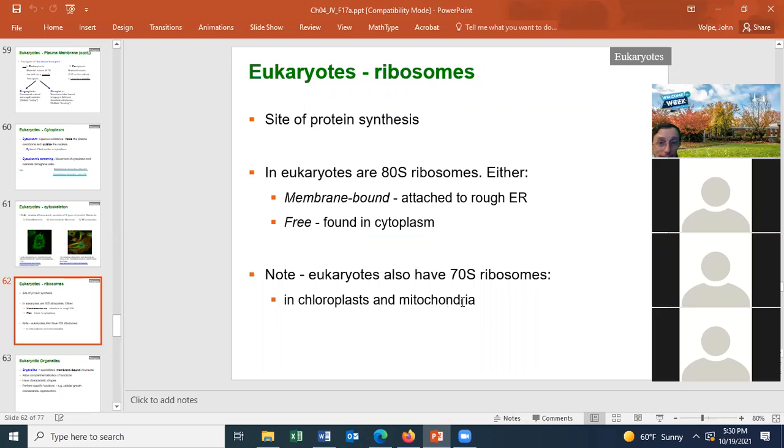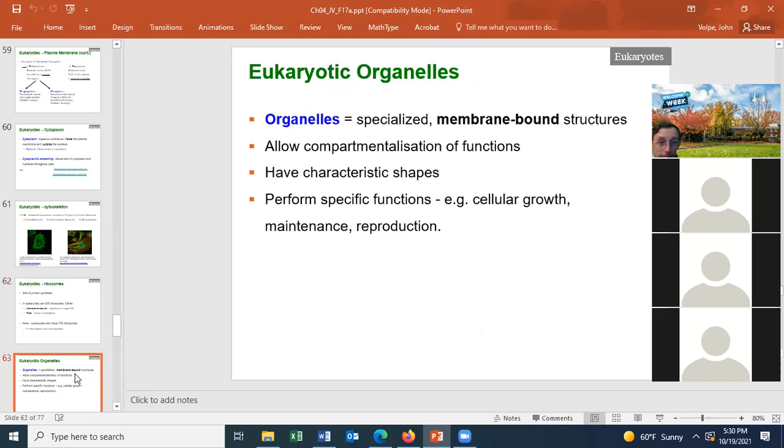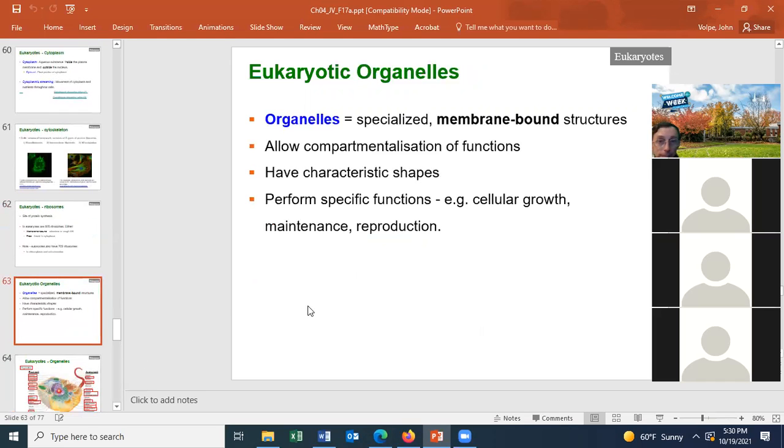Eukaryotes also have 70S ribosomes, but these 70S ribosomes are only found in the chloroplast and the mitochondria. And we'll talk a little bit more about that later. When I say the word organelle, I mean a specialized membrane-bound organelle structure.